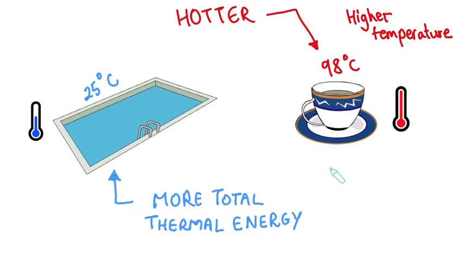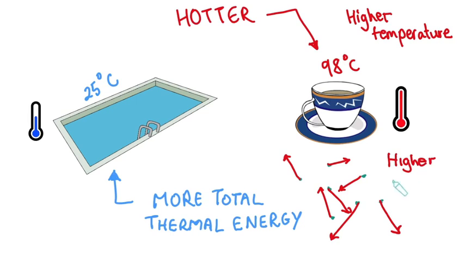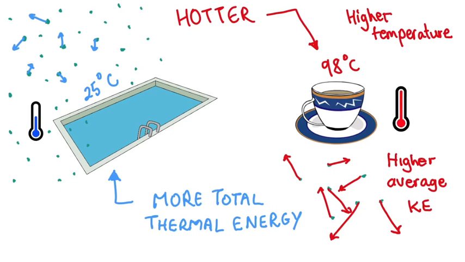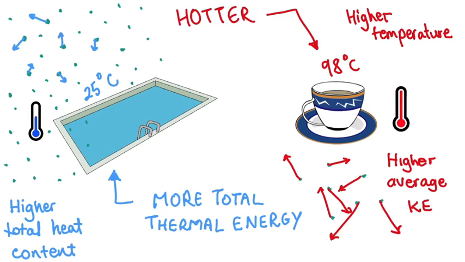The answer, surprisingly, is the swimming pool. Because even though the molecules in the tea move faster on average, there are around 2.5 million times as many molecules in the swimming pool, and so their sum total of kinetic energy is greater.